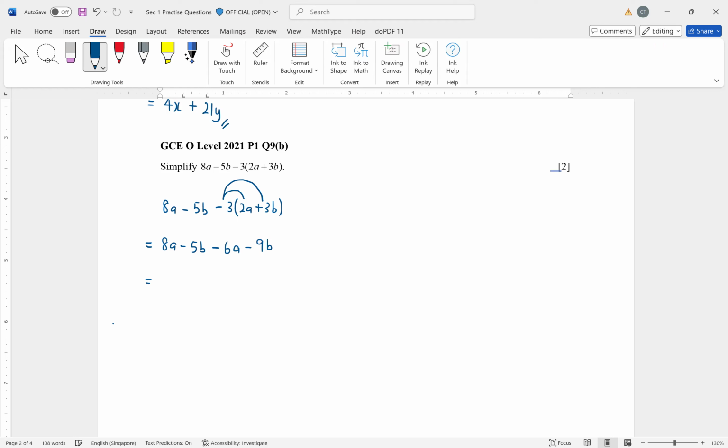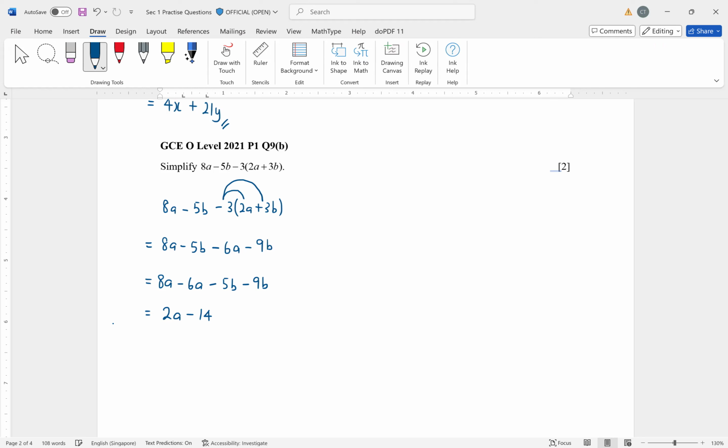Similarly, we'll group the like terms together. So 8a minus 6a, negative 5b minus 9b. 8a minus 6a, you get 2a. This is where you must be careful. Negative 5 minus 9. You already owe $5, then you minus 9, owe another $9. So in total, you will owe $14.